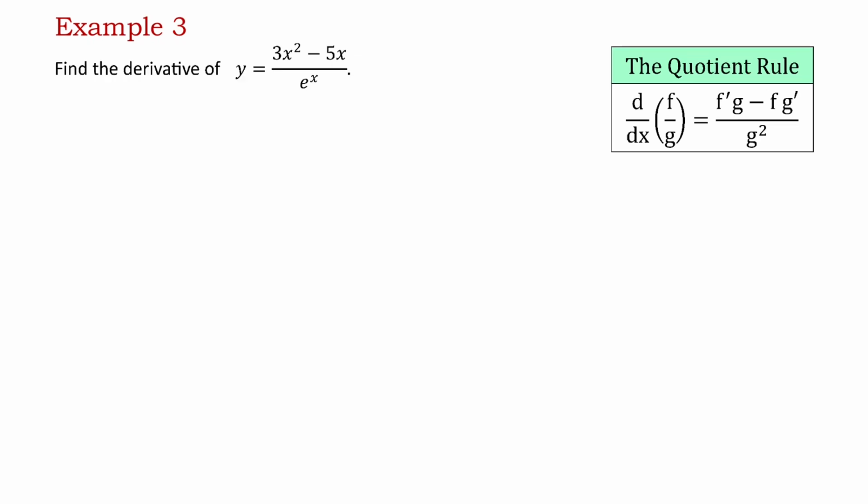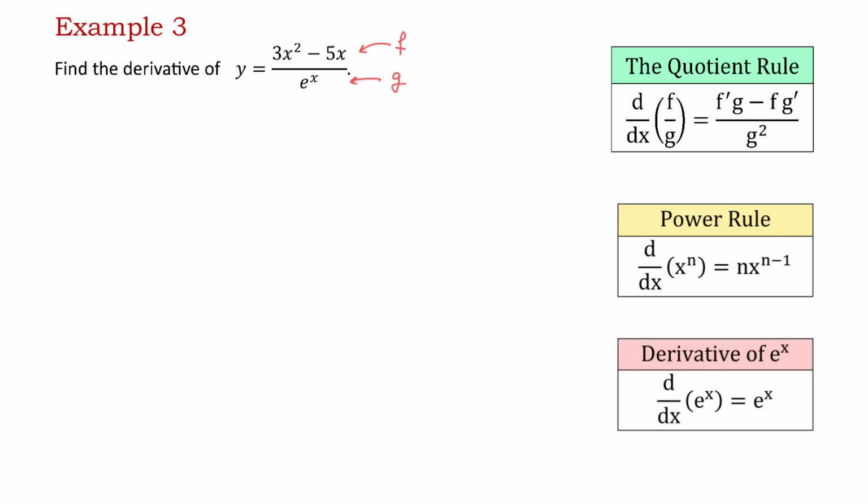In the third example, we will find the derivative of y equals 3x squared minus 5x over e to the x. So we have a quotient, and let the numerator be f and the denominator g. And to find this derivative, we will also need the power rule and the formula for the derivative of e to the x power. Then y prime equals, and again in the numerator we need f prime g minus f g prime.